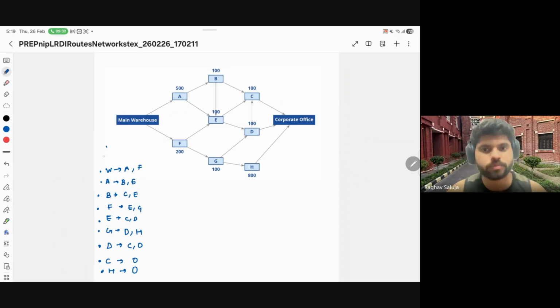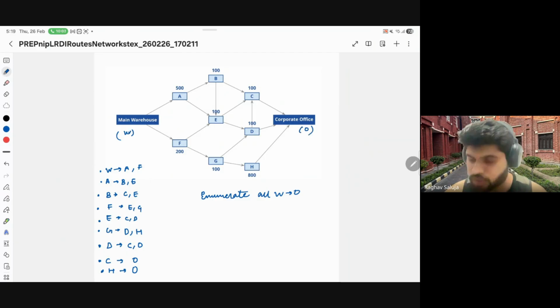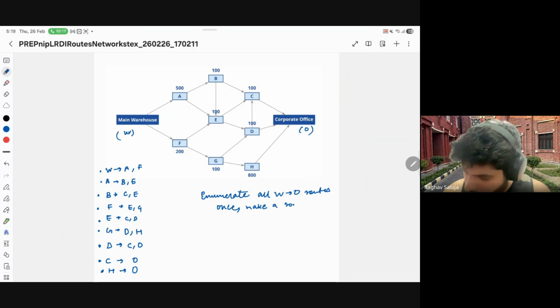This is the outgoing list. Simple. Outgoing arrows list. Now, this list will ensure 200% accuracy. Now, core method to solve this whole set. Enumerate all warehouse to office. If this is your W, let's give this name convention as O. Enumerate all warehouse to office routes once and make a route table. Make a route table. Simple.